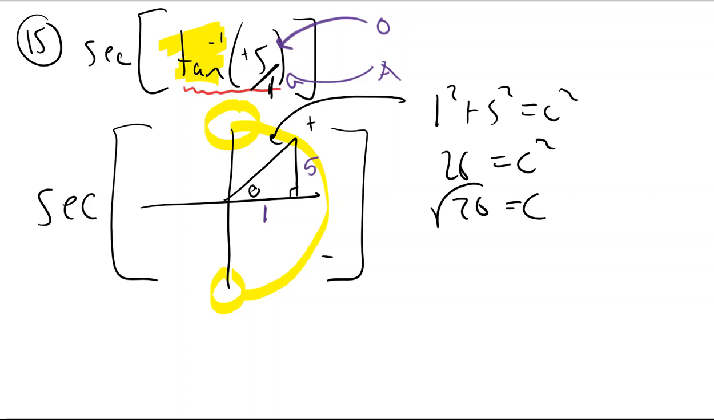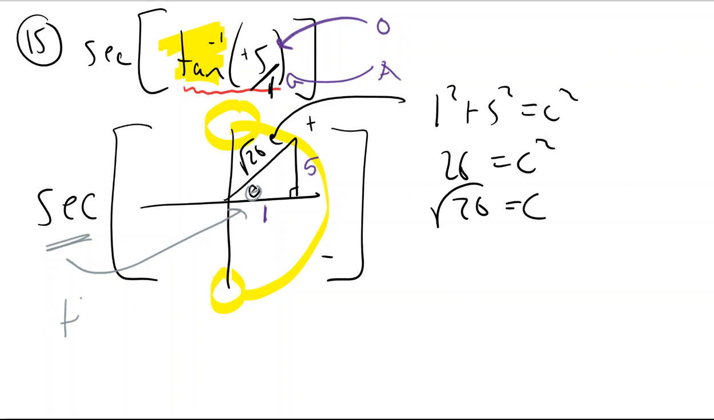Square root of 26. And 26 is 2 times 13, so this does not break down at all. It stays the square root of 26. And now I want to know what's the secant of this angle. I've done everything that I can do for the inside of this.